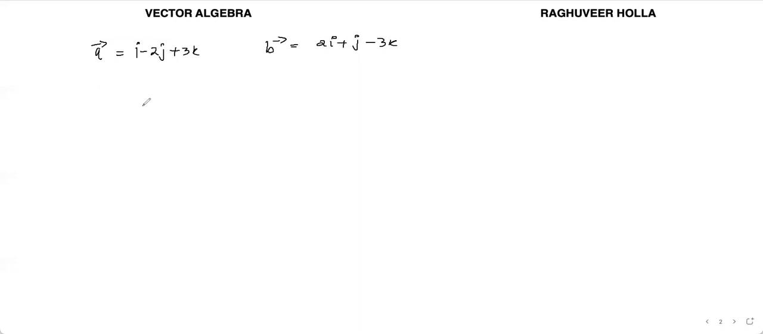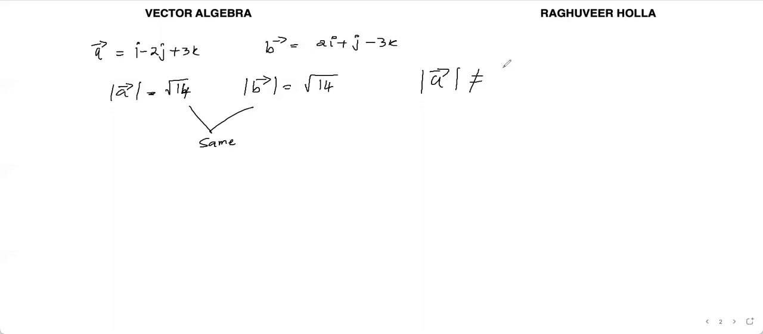So in the previous problem we found the magnitude. Let us find the magnitude of these. Mod A, I already found this, which is root 14, and mod B is root 14. Now if you notice here, the magnitudes of these two given vectors are the same. But these vectors are not equal. The magnitudes are the same, but the vectors are not equal.